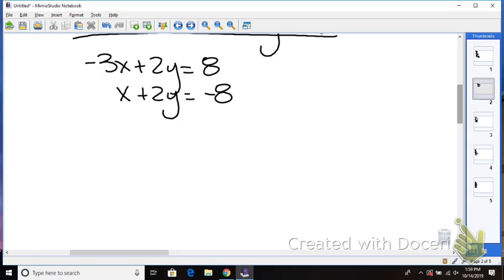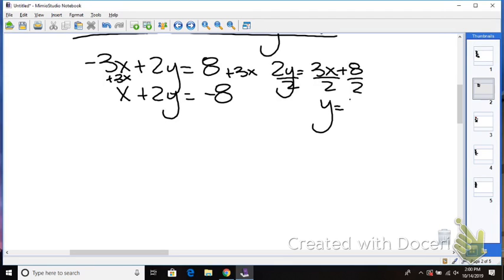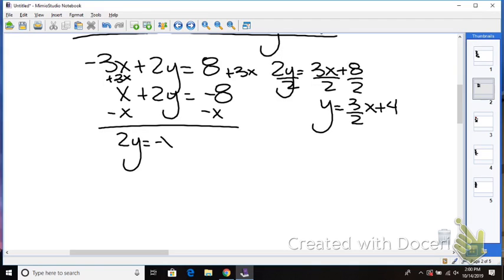So the first thing we have to do is solve for y for each one of these, just like we did for the bell ringer. I'm going to add 3x over, so I have 2y equals 3x plus 8. So this line is going to be y equals 3 over 2 x plus 4. This is line number 1. Line number 2, we're going to subtract x over. So I have 2y equals negative x minus 8, divide by 2. So line number 2 is y equals negative x over 2 minus 4.